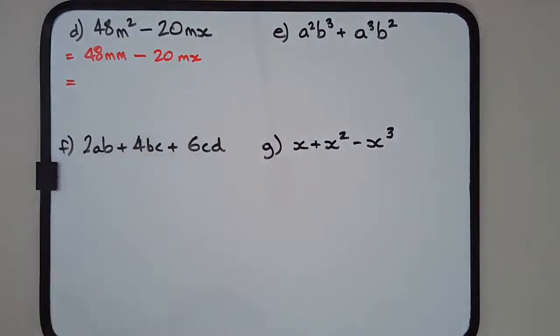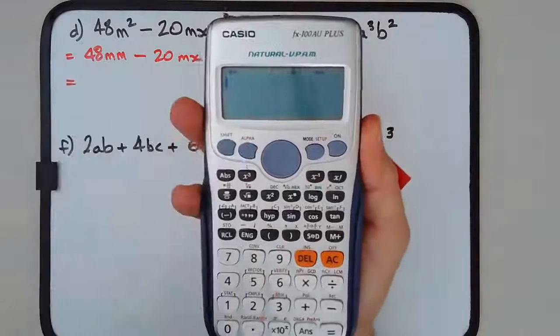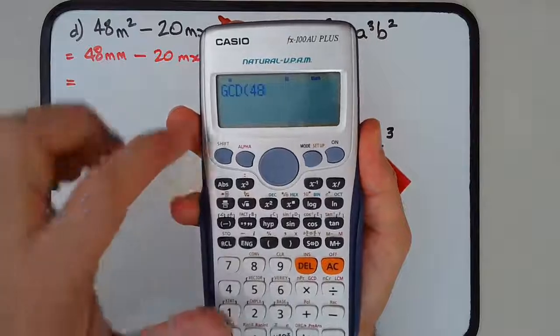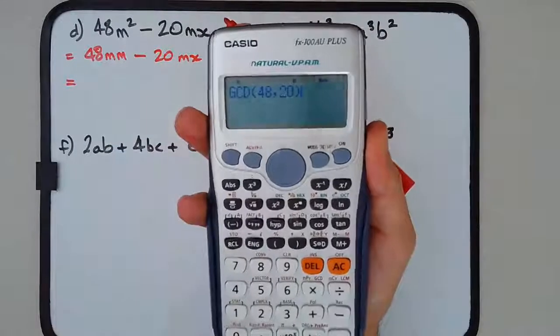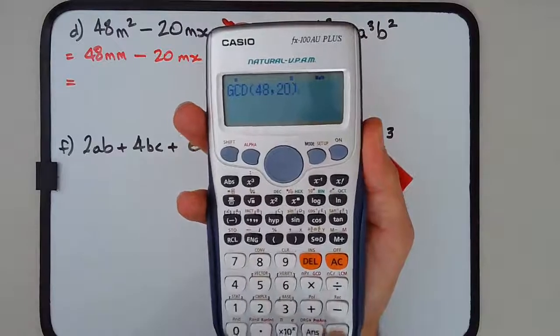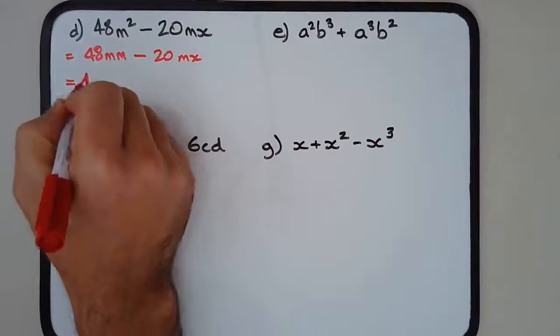Now, let's say you're stuck and you think, oh, what do I do? What do I do? Remember this function, okay? Alpha multiplication, GCD. It's a great function. Oh, it's brilliant for this sort of thing. Let's find the greatest common divisor. That's the same as the highest common factor. Just another way to word it. It's 4. So we can take out 4.